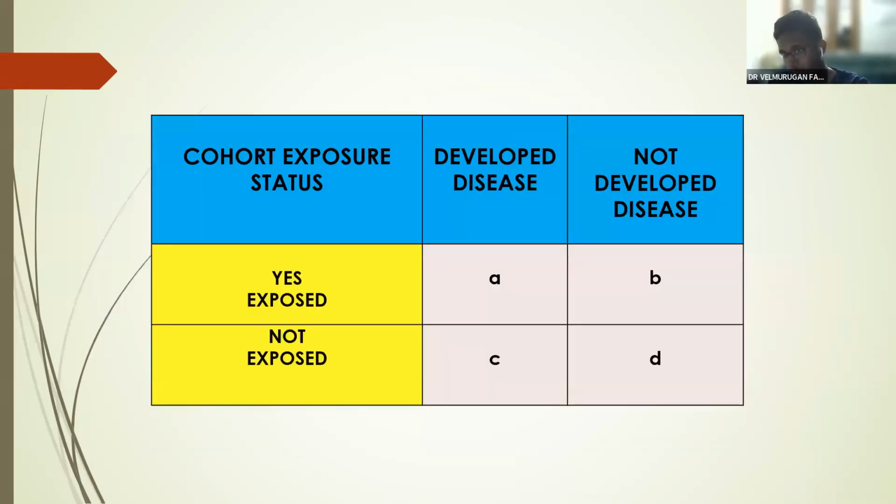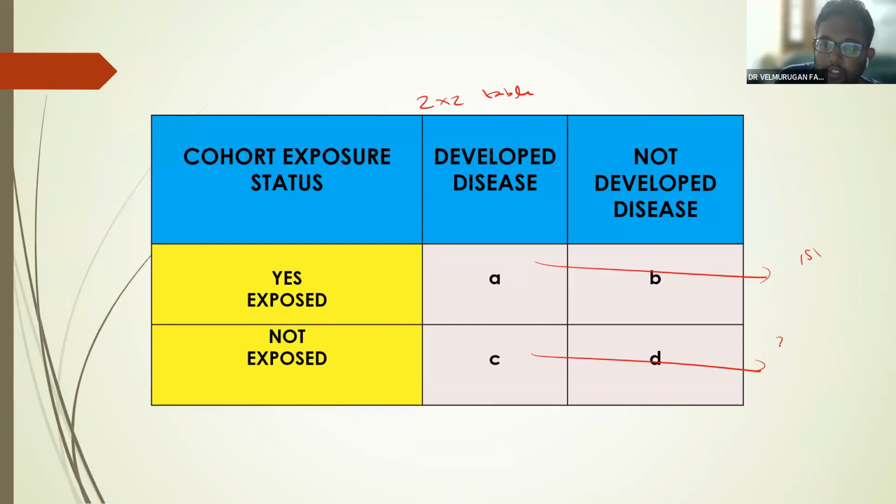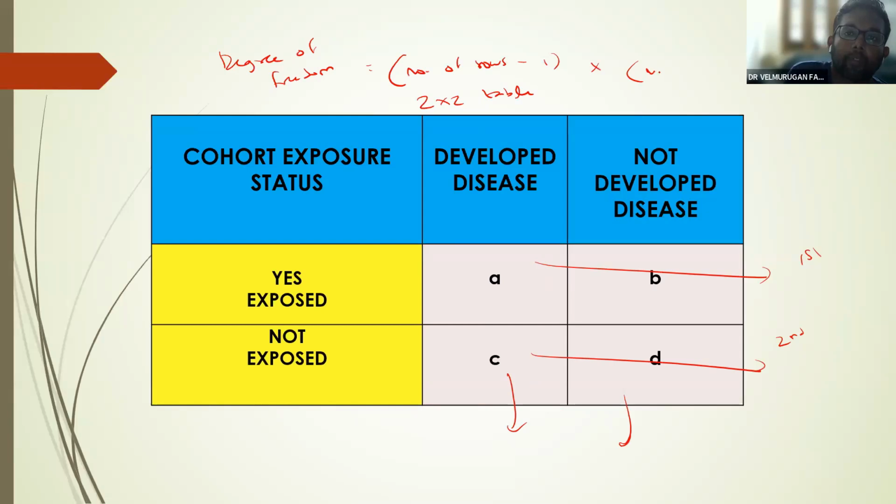This is the 2 cross 2 table, A, B, C, D. Why is it called a 2 cross 2 table? We have first row, second row, first column, second column. This 2 cross 2, 3 cross 3 will be used in calculating degree of freedom. You will see this in a chi-square test. What is degree of freedom? Number of rows minus 1 into number of columns minus 1. You will see this degree of freedom question.